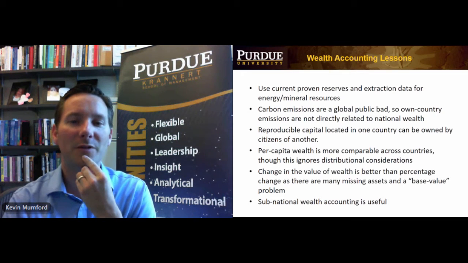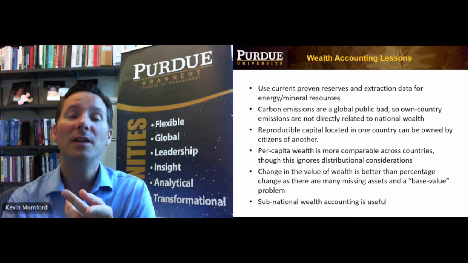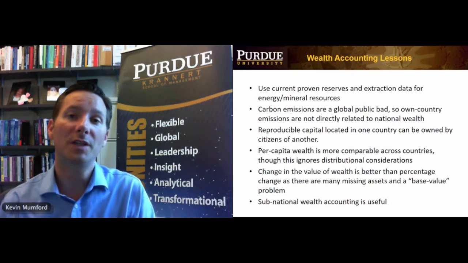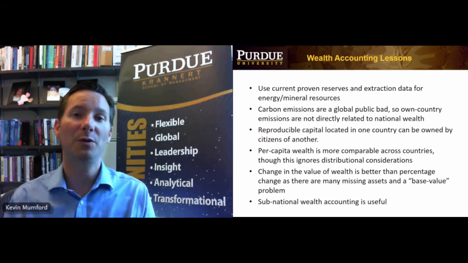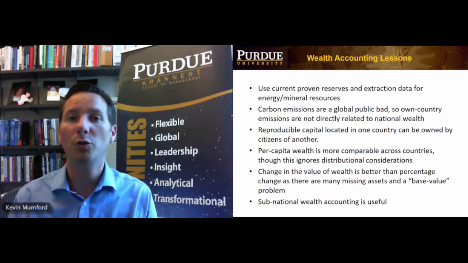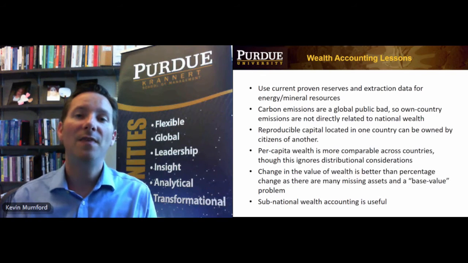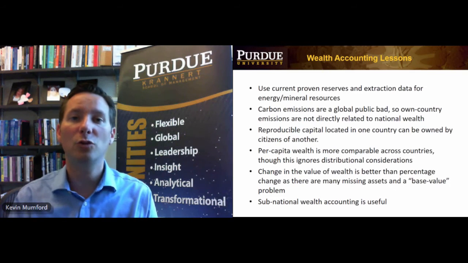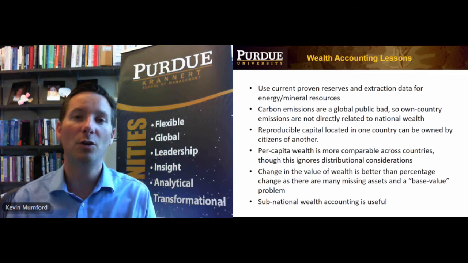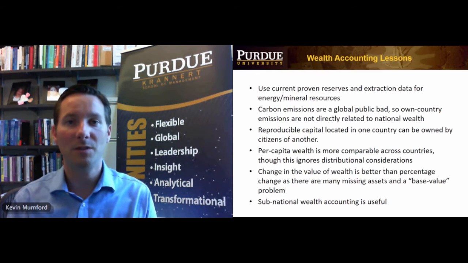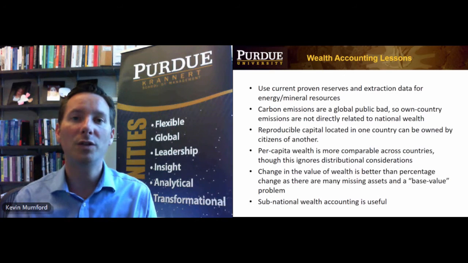I think I already talked about carbon emissions. Another thing is that you've got to be careful about who owns the capital. So reproducible capital in the United States could be owned by somebody in China, and they have the claim on the future production of that capital asset. So dealing with ownership claims, as long as those are being respected, that's important. You need to say who owns the capital, not just where it's physically located.